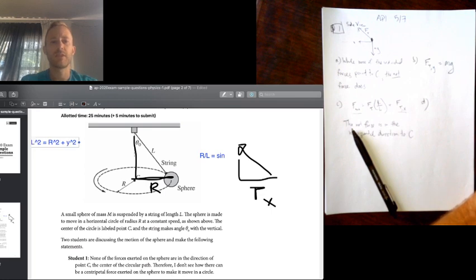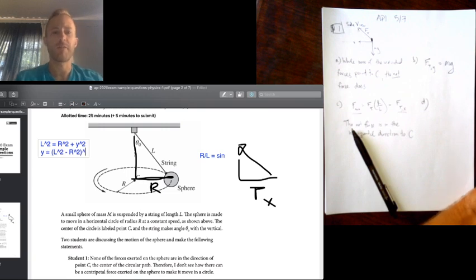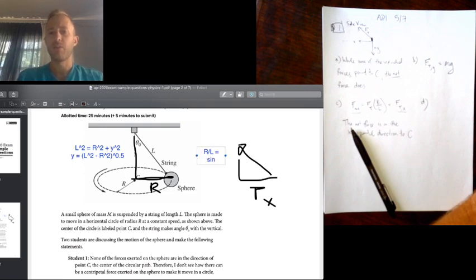I'm going to move this so you guys can see it. All right. So that means that Y equals L squared minus R squared to the 1/2 power. So basically what that means is that the vertical leg of this triangle is L squared minus R squared to the 1/2 power. So if I wanted to know what is cosine of theta, cosine is adjacent over hypotenuse, so it would be L squared minus R squared to the 1/2 over the hypotenuse, which is L. So that's equal to cosine theta.